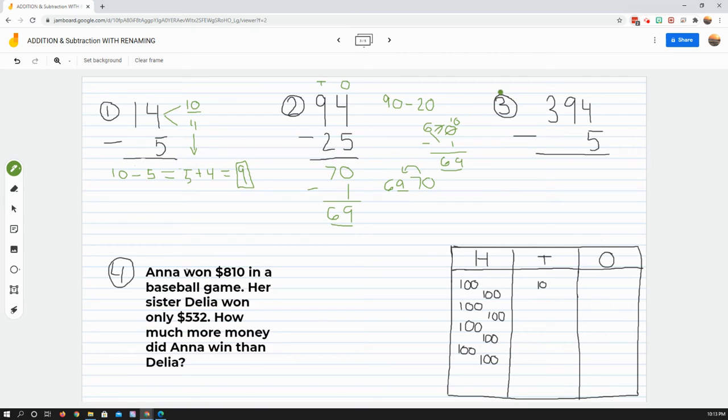Now, exercise number 3. It says 394 minus 5. So I'm going to do it like this. I'm going to show you guys a trick. So I'm going to focus first on the 3, which is in my hundreds place. Remember that this digit in the middle is in the tens place, and the 4 is in my ones place.